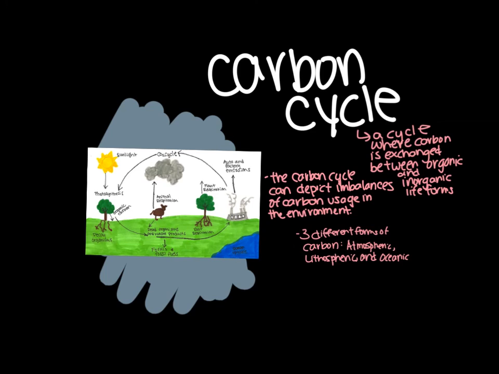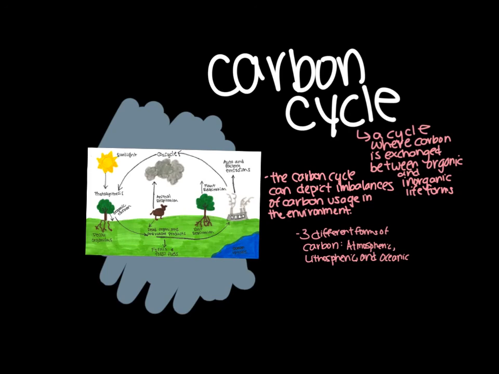The carbon cycle is a cycle where carbon is exchanged between organic and inorganic life forms. It can depict imbalances of carbon usage in an environment, and there are three different forms of carbon: atmospheric, which regards the carbon in the air; lithospheric, which is on the land; and oceanic, the carbon in the water.